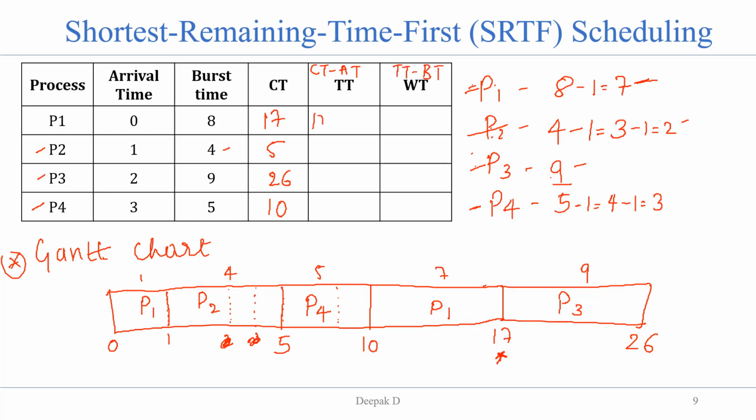So 17 minus 0, 17, 5 minus 1, 4, 26 minus 2, 24, and 10 minus 3, 7. This is the turnaround time for each process. What about the waiting time? That is 17 minus 8.